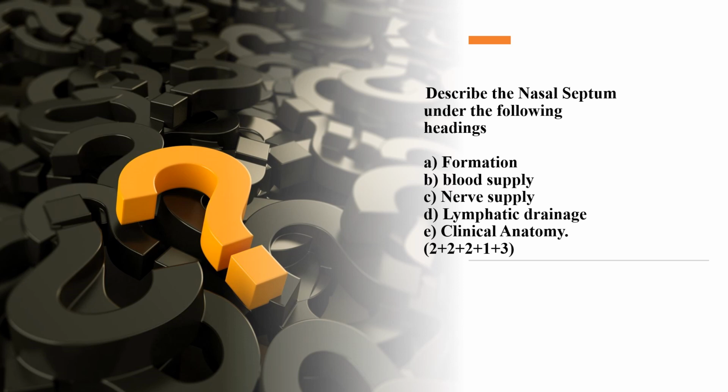Let's take a question. Describe the nasal septum under the following heading: formation, blood supply, nerve supply, lymphatic drainage and clinical anatomy. So this forms a 10 marker. But most of the time nasal septum will appear as a 5 marker question in your university exams, and it can be like formation, blood supply, clinical anatomy, or formation, blood supply, nerve supply. Any combination can be there. Also, along with nasal septum, there is one more important question: lateral wall of nasal cavity. Either of these questions has high chance to appear in your university exam.